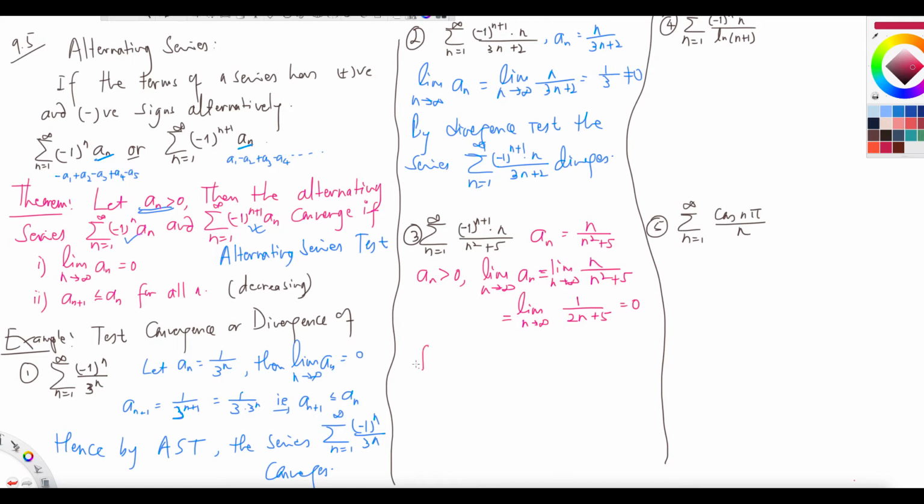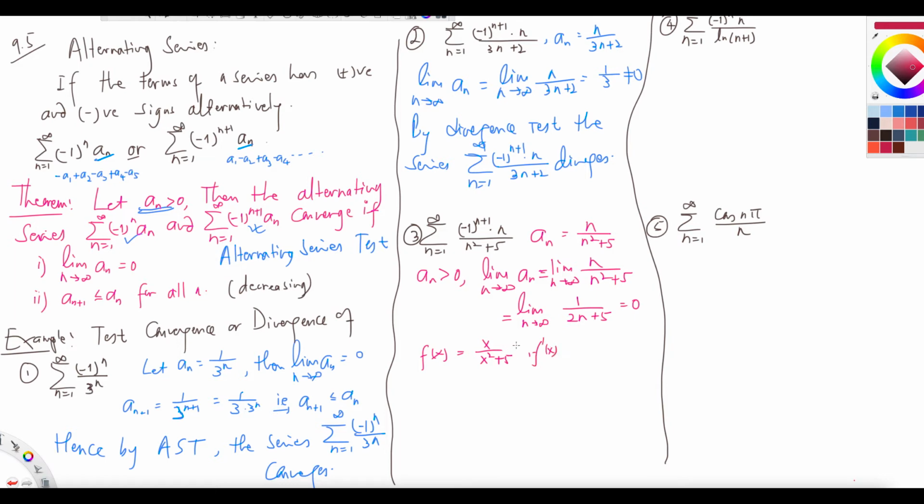Okay, so let us say that f of x equals x over x squared plus 5. Now let us find out, this is another way of checking decreasing or increasing. Find the derivative. Okay, if the derivative is positive for all x, then it is increasing everywhere. If the derivative is negative for all x, then it is decreasing everywhere. Okay, that's how it works. Okay, so let's find f prime of x.